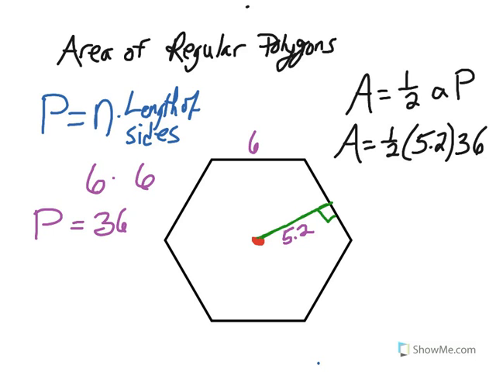So we have 1/2. When we plug in 5.2 for the apothem and 36 for the perimeter, we get 1/2 times 5.2 times 36, which gives us 93.6 units squared. Again, make sure you remember that it is units squared, because it is area, and you need to include the units. Please pause the video and copy this into your notes.